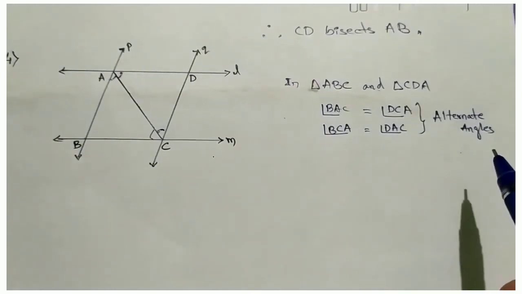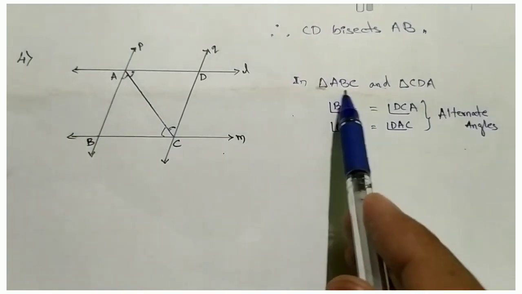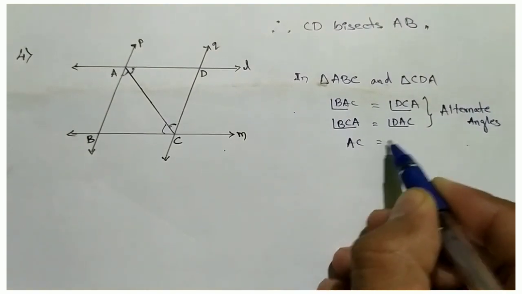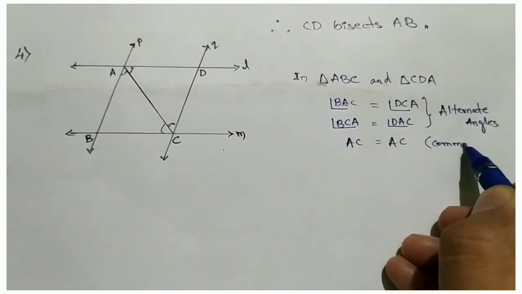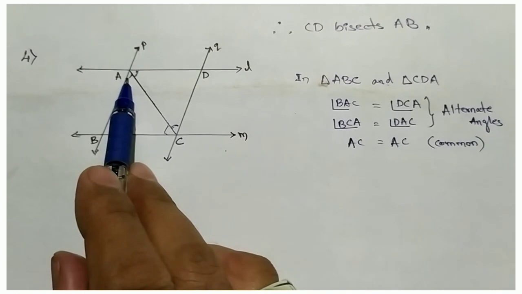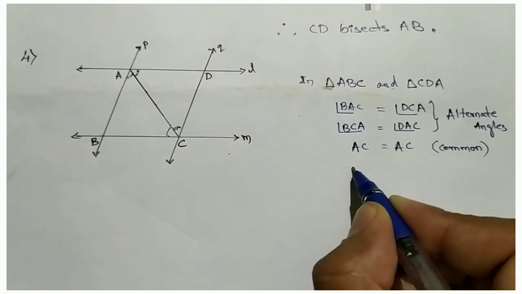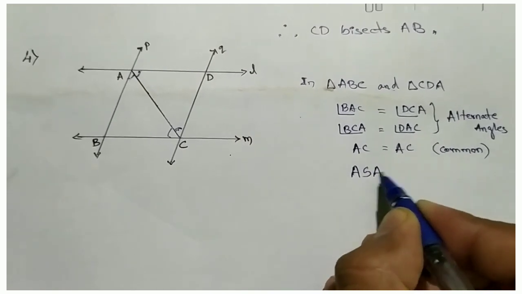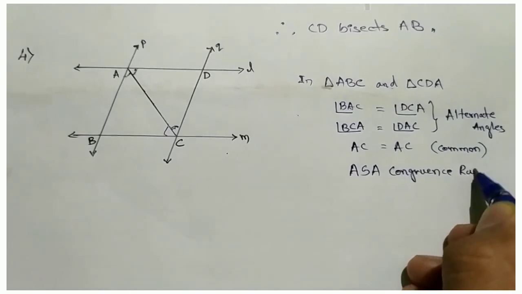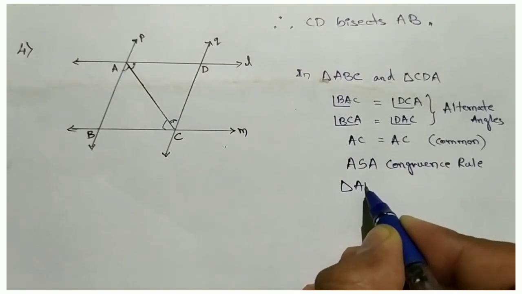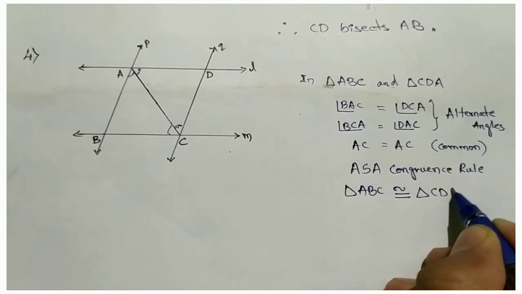Okay, so when alternate angles are equal, another thing we get here is that AC is common for both triangles. So AC equal to AC. Write it as common. So angle, side, angle, the ASA congruence rule: triangle ABC is congruent to triangle CDA.